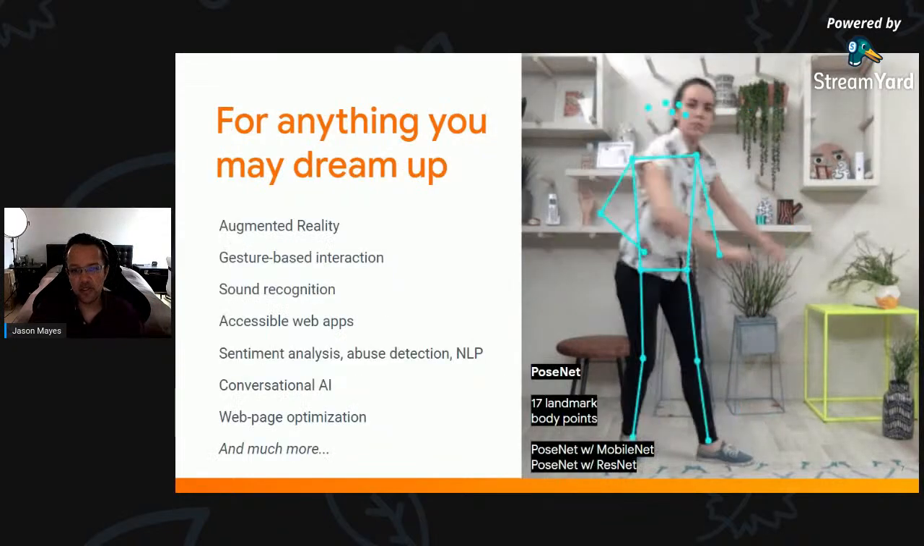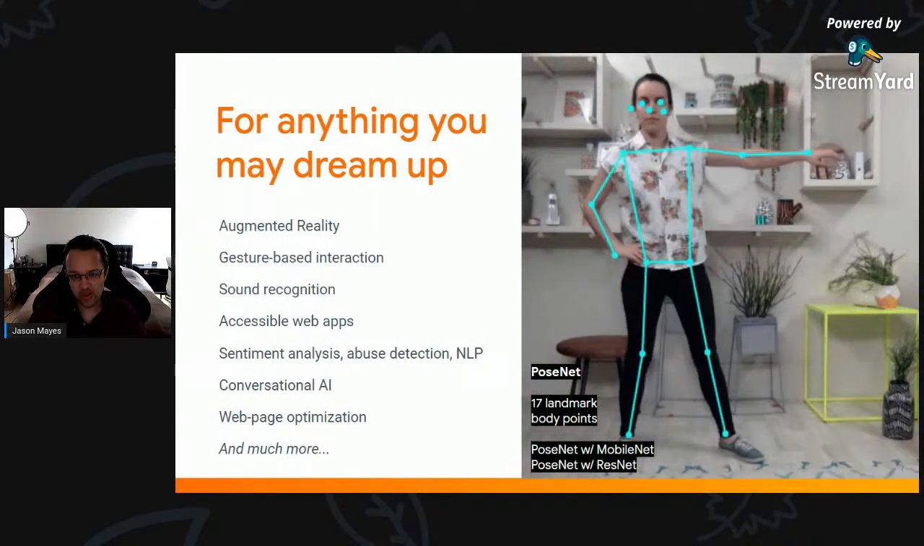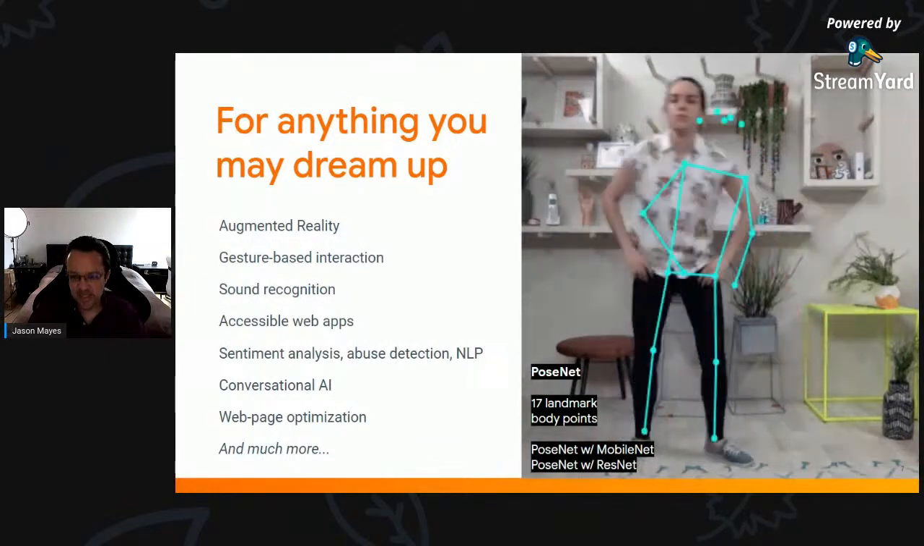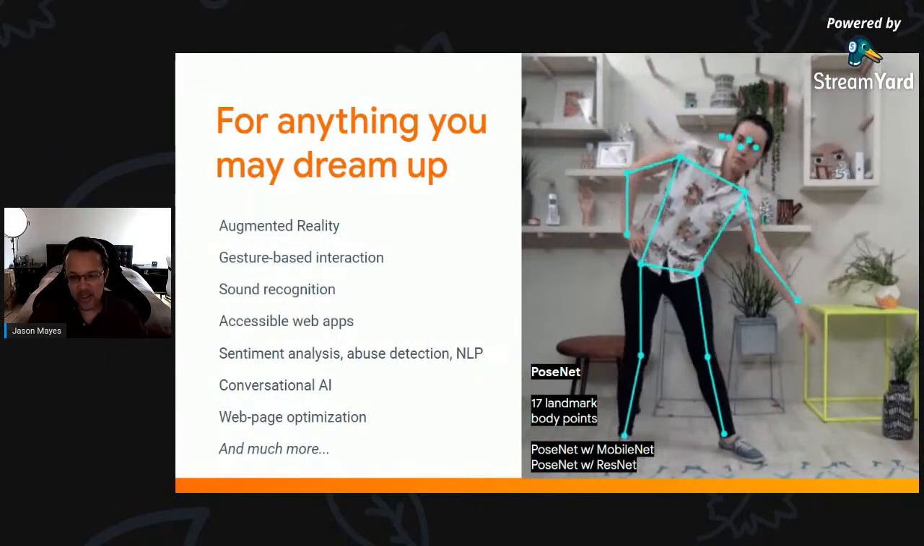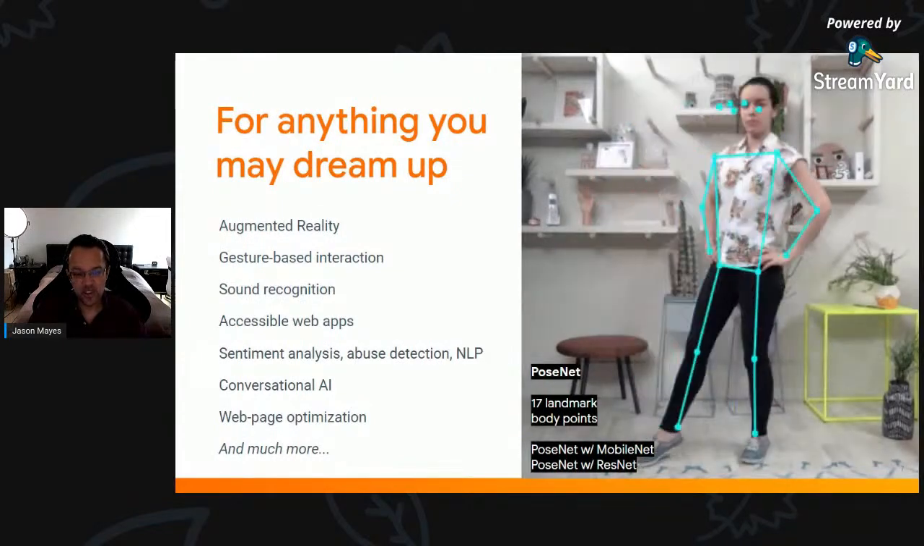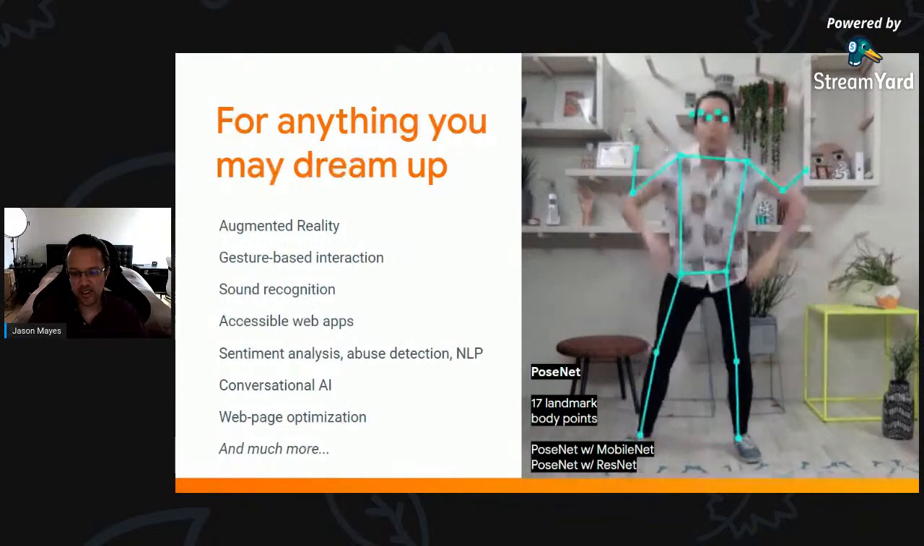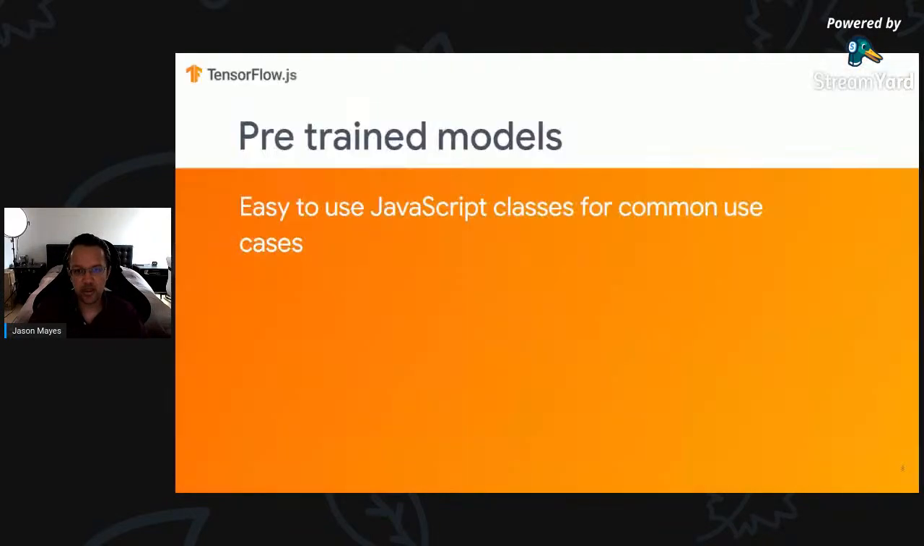And this can be used, of course, to make anything you dream up, from augmented reality, sound recognition, sentiment analysis to understand natural language, conversational AI, and much, much more. And we're going to go through a few interesting use cases today that people have made. So there are 3 ways you can use TensorFlow.js. Essentially, depending on your skill level with machine learning or your skill level with JavaScript, you might choose one over the other. But I'm going to go through those 3 ways right now.